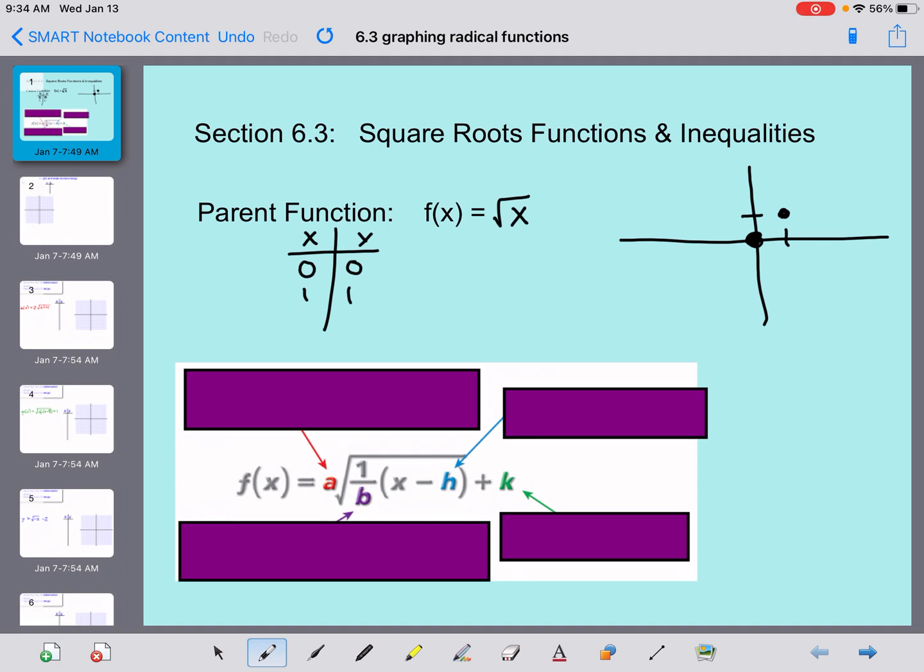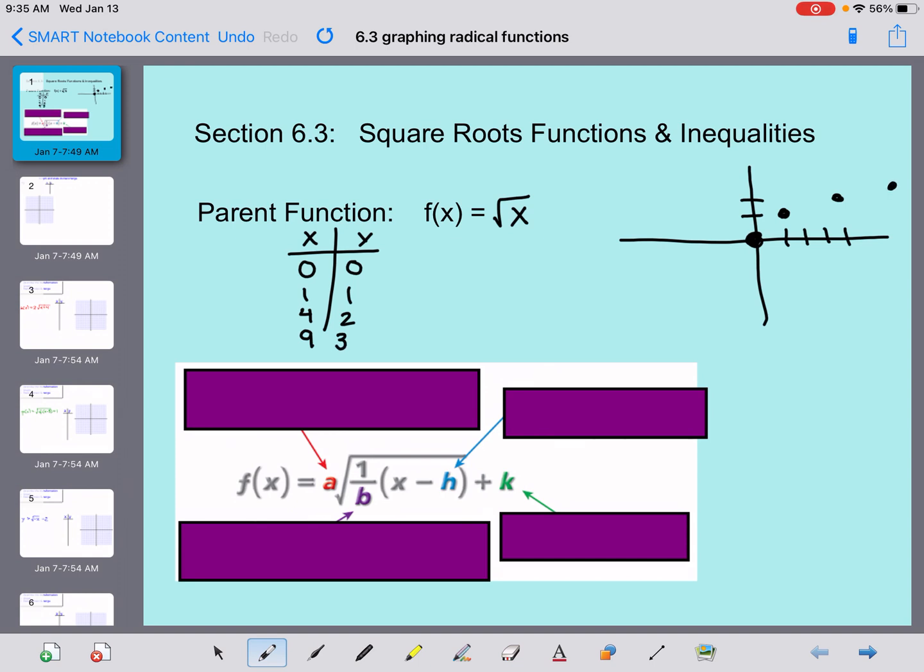The square root of 2 is a decimal. So I'm going to skip to another number I know works out nicely. So it's 4. The square root of 4 is 2. So 4, 2 is a point on my graph. And then again, I'm going to skip to another number I know will work out nicely, 9, 3. Right, so I'm going to just put it out here.